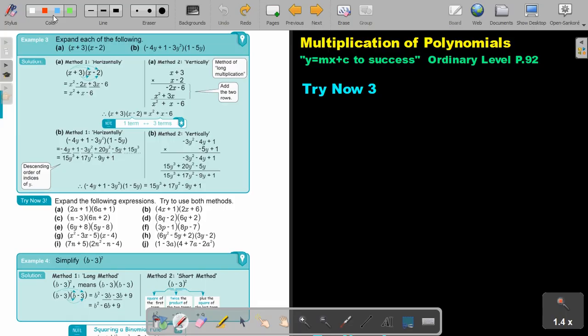Okay, let's start. Let's just get the highlighter. Expand each of the following. Now, it's like taking this term, I'm going to show you both methods, and multiplying it with the first and the second. And take the second term, multiply first, multiply second. So this is going to be x squared, this is going to be negative 2x, this is going to be 3x, this is going to be negative 6. And there are your like terms, you add them up, and this is your answer.